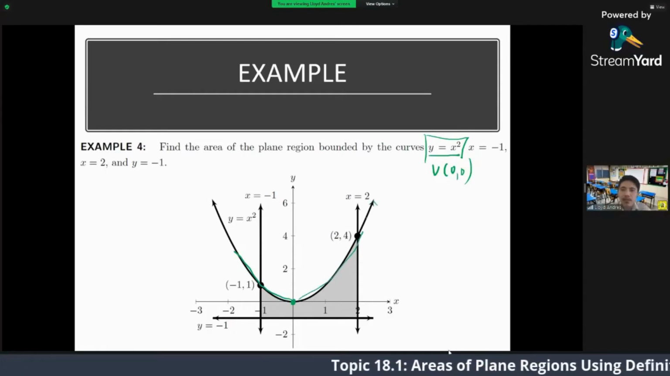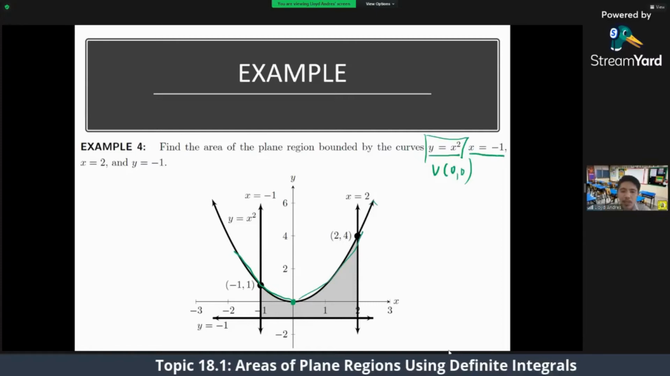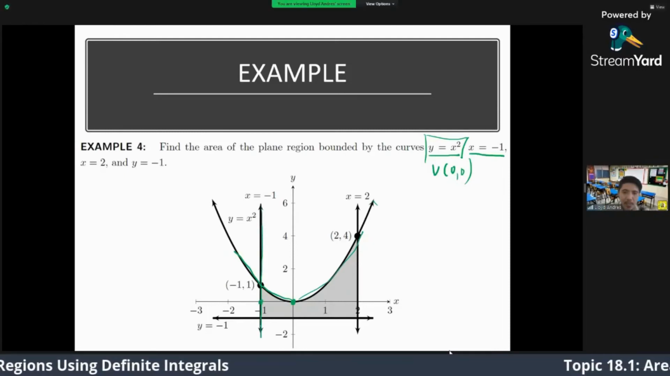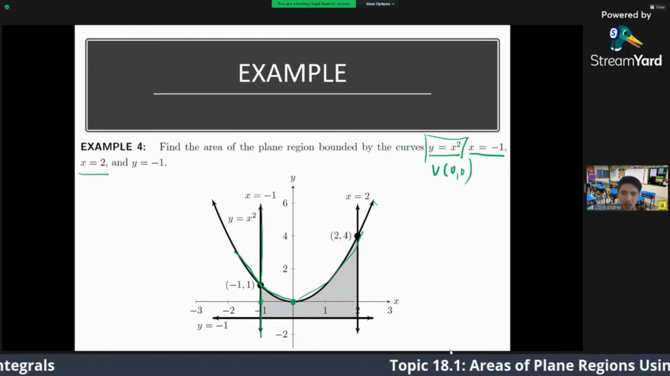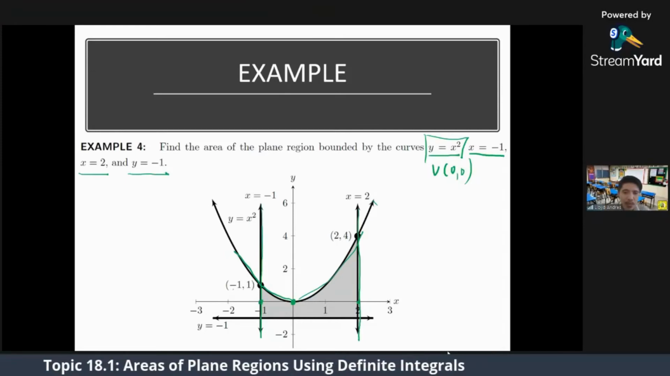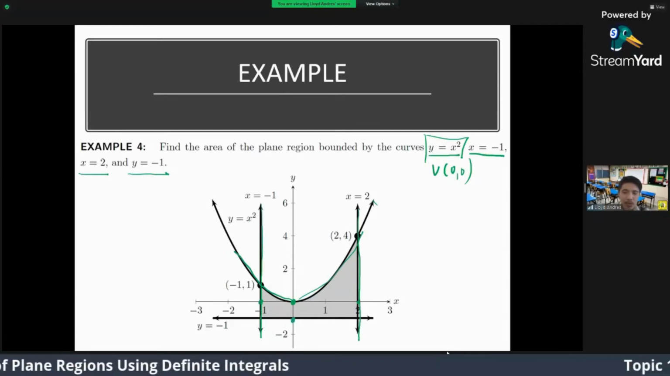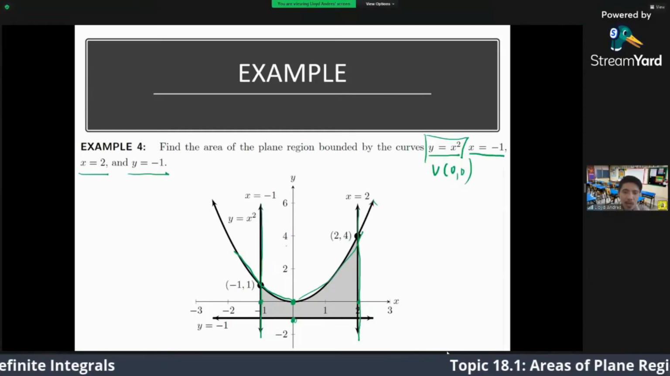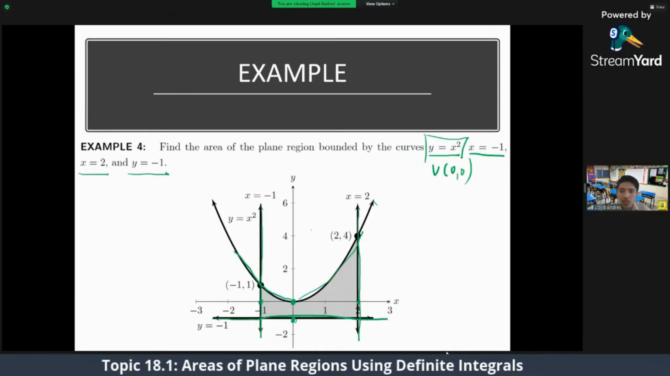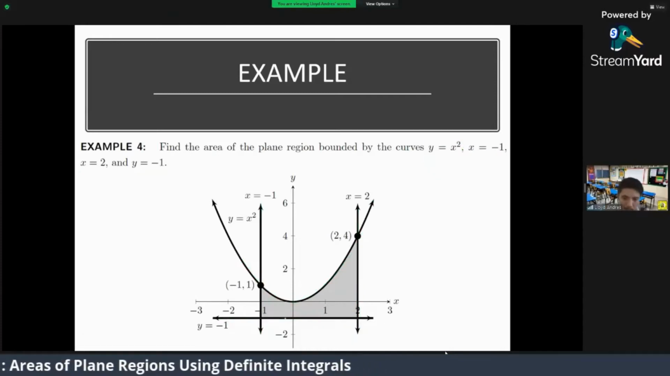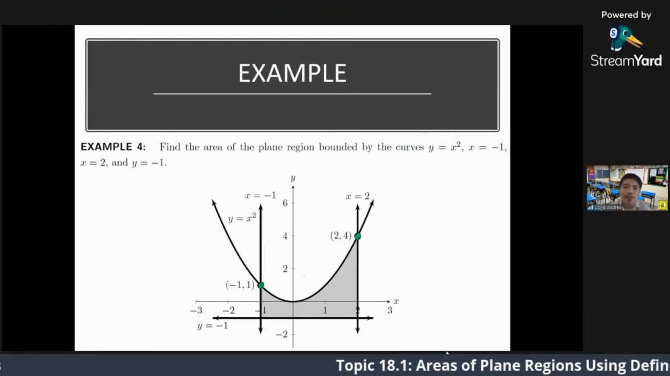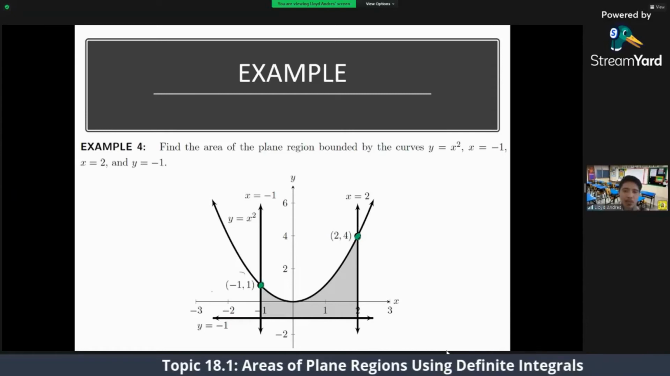Okay, next. Aside from that, for x equals negative 1, we just have to plot it here, then drop a vertical line. For x equals 2, plot at 2 and drop a vertical line. And for y equals negative 1, plot at negative 1 on the y-axis, and since that was the x before, this time it is y, so it is a horizontal line. So that is the shape, but the question now is, where are the intersection points? That is the important part. Your intersection points must be correct.